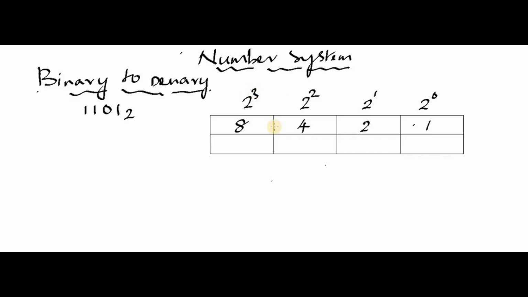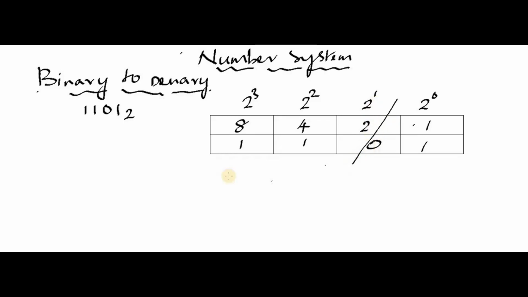Now the next step is to fill the second row with the binary number, for example 1101. Okay, and now you have to see where the 0 is. So here in this column the 0 is there, isn't it? Under 2 to the power 1, the 0 is there. So you have to strike that column.